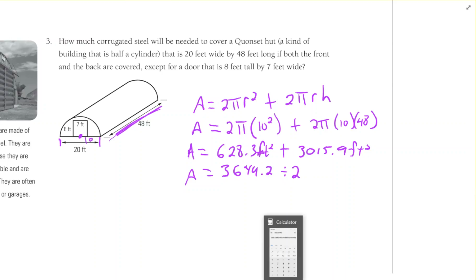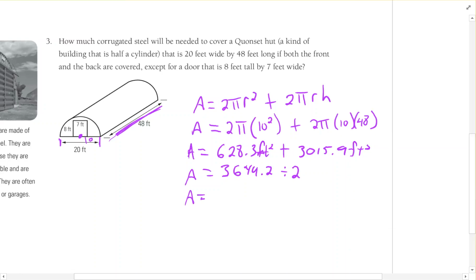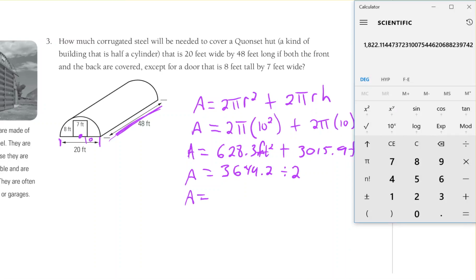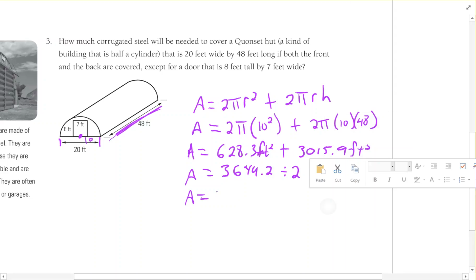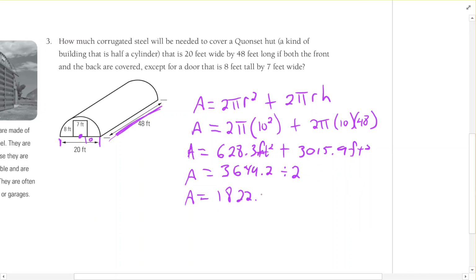Okay, so I've still got my calculator, the number going on there. So I'm just going to go with that. And if I go divided by 2 is 1,822.1 feet squared. Okay, so that's what I got so far.